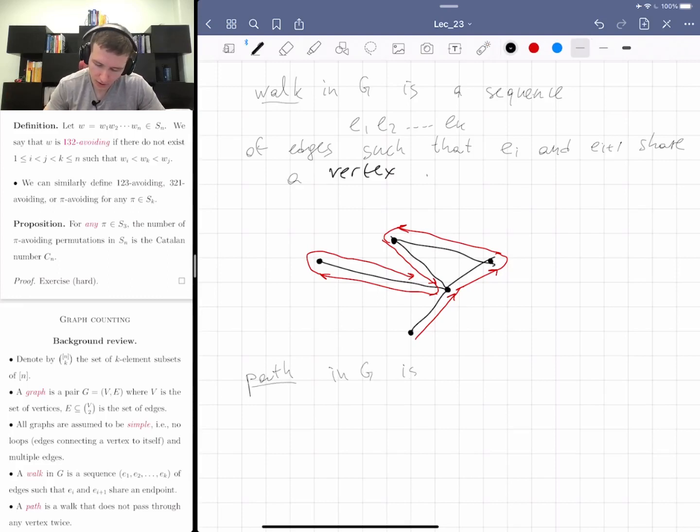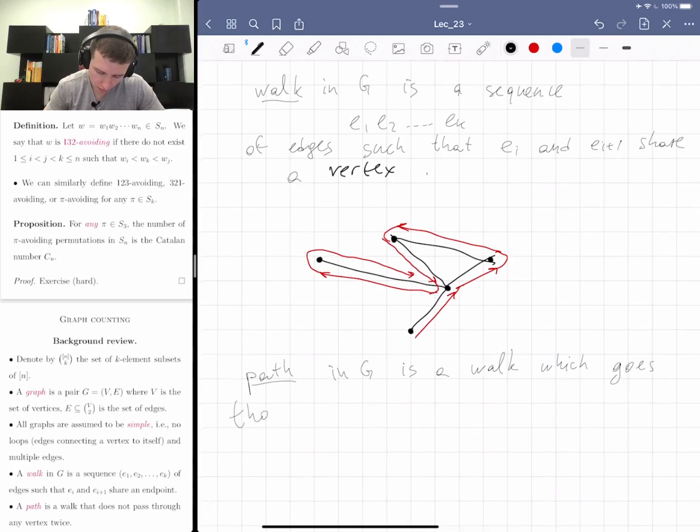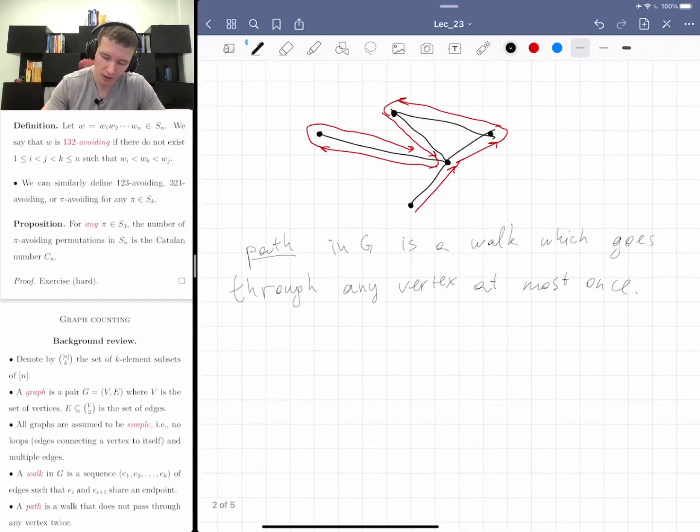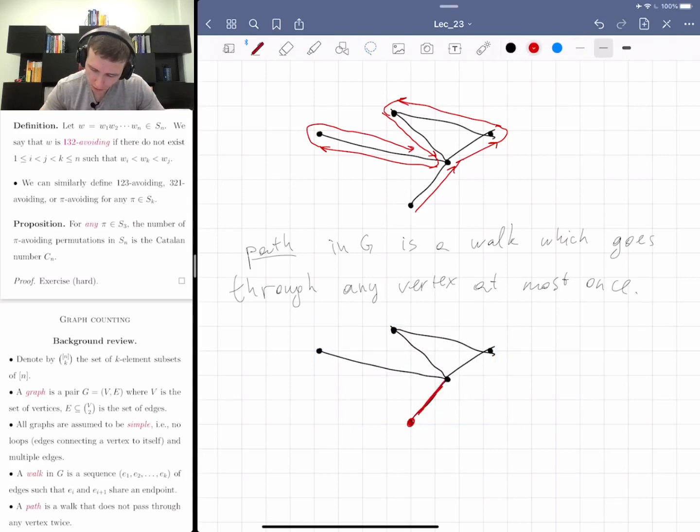A path is a walk which goes through any vertex at most once. So maybe a path looks something like this. You start here, and then you go here, and then you go here, and then maybe you go here, and that's it. You have nowhere to go anymore.